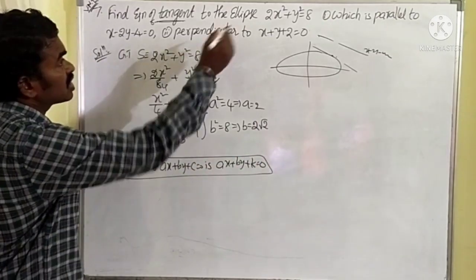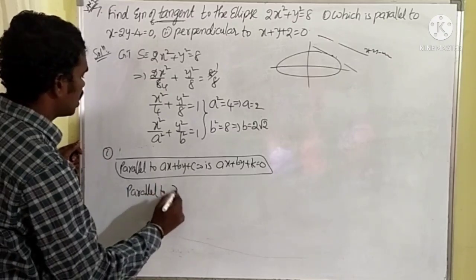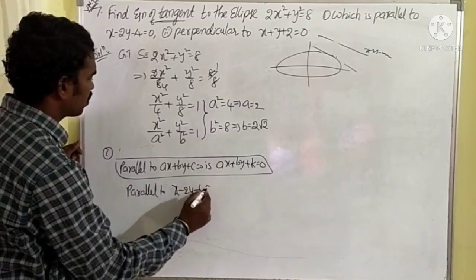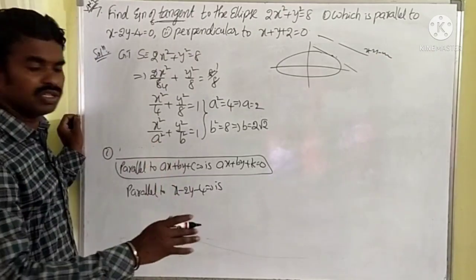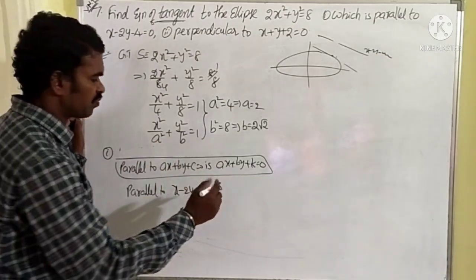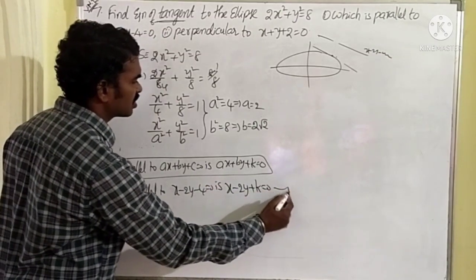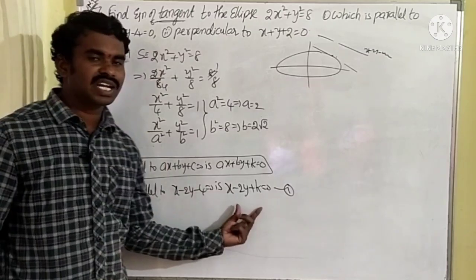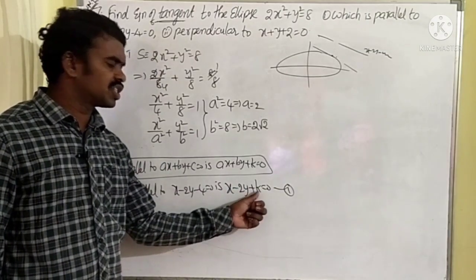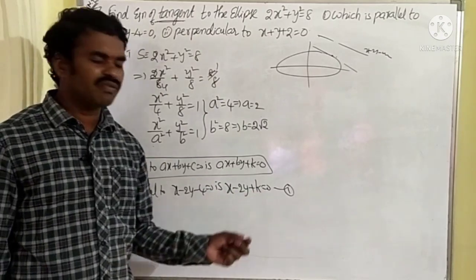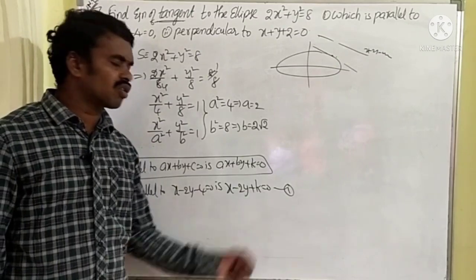Now what is the question? Parallel to x minus 2y minus 4 equal to 0. The x terms and y terms are not changed, but the constant will be changed. So it becomes x minus 2y plus k equal to 0, equation 1. This is the required answer, but we know the x coefficient and y coefficient, not the constant term, and we have to find it. If we find this constant, the problem will be completed. So how to find this constant?